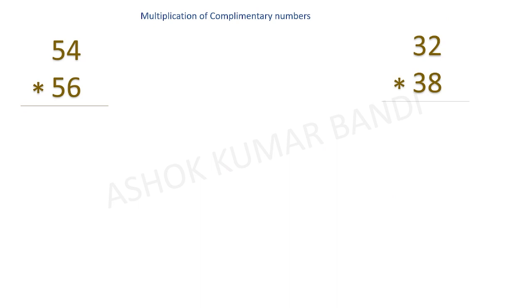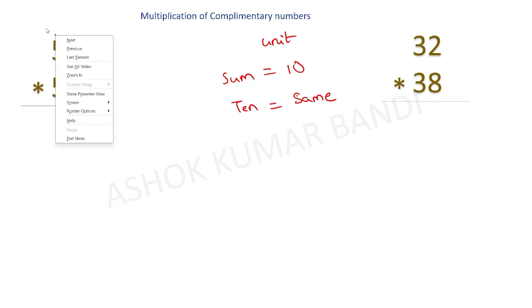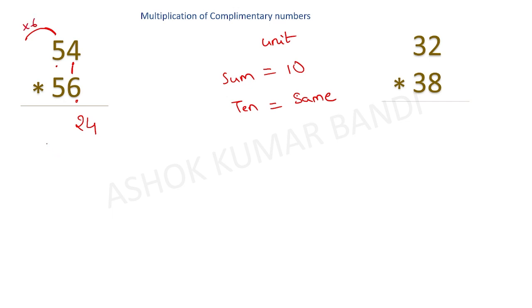The next technique in our multiplication shortcuts is complementary numbers. Complementary numbers means if you add the units places, you get the sum as 10, and the number in the tens place should be the same number. Observe here, if you add 4 and 6, you obviously get 10, and the number in the tens place is the same. In that case, simply multiply these two. 6 into 4, 24, write it here. Multiply the tens place number with the next number. Just write it here, 5 sixes, 30. That's it. That's going to be your final answer.